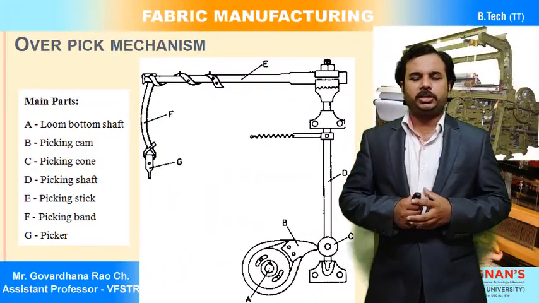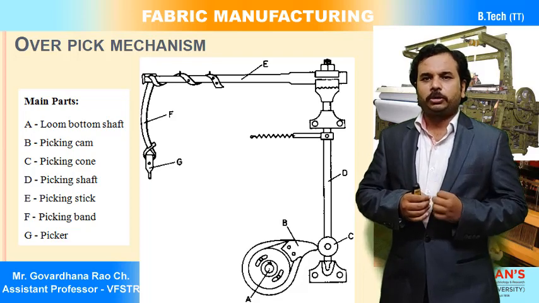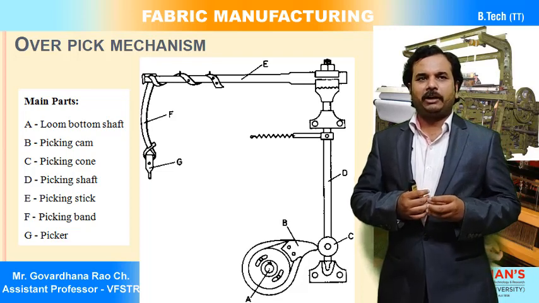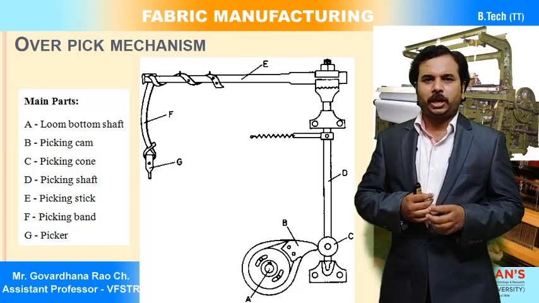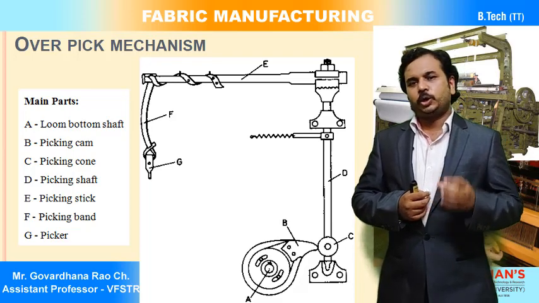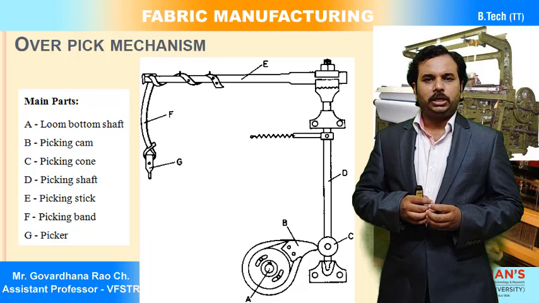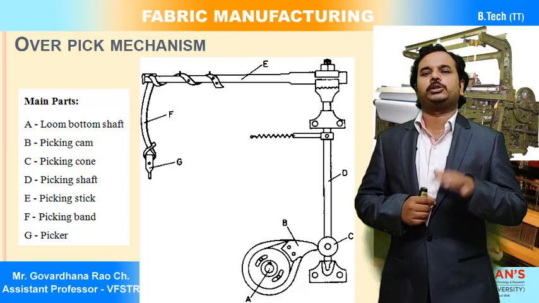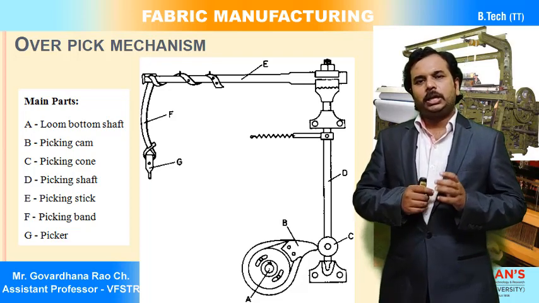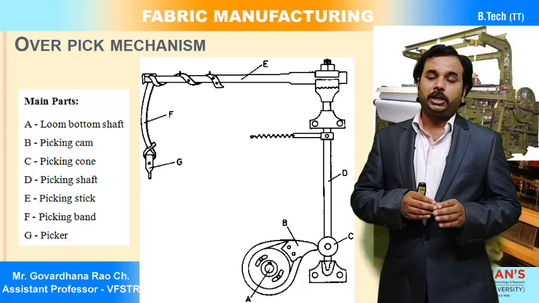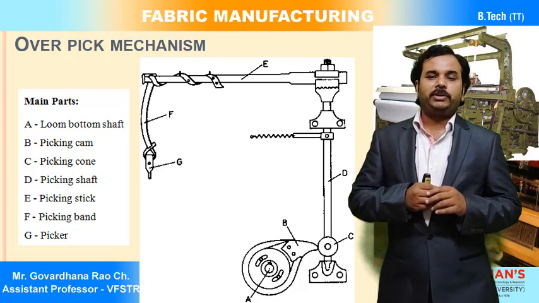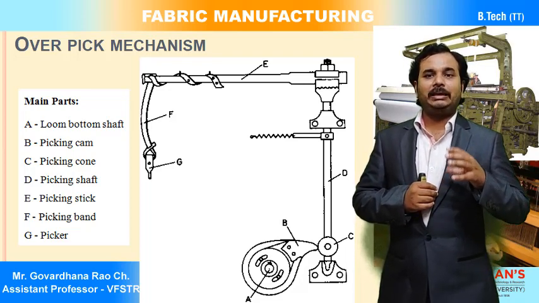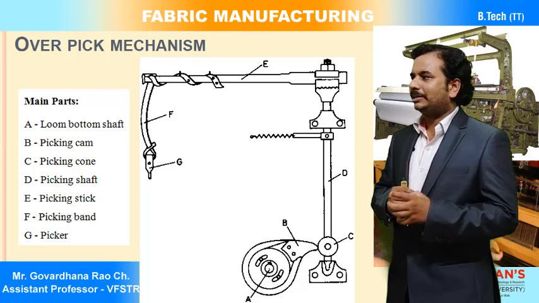Okay, you can see the image that I have shown here. There is a bottom shaft, that is A, which is the loom bottom shaft, and on the bottom shaft we have a picking cam. So if the bottom shaft is rotating, the cam is also fixed onto the bottom shaft, so the cam is also going to rotate. Particularly the motion is coming from the bottom shaft, and on the bottom shaft we have a picking cam. B is called the picking cam.